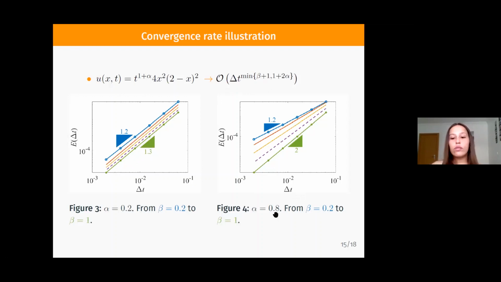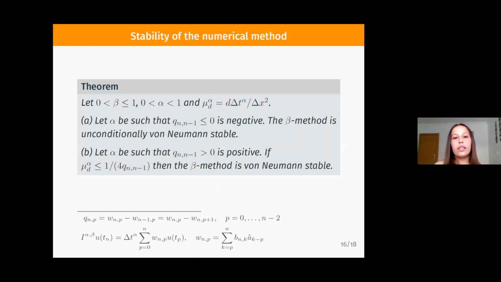For alpha equals 0.8, the minimum between these two values would be beta plus 1, and we got the expected accuracy results. As the convergence of a numerical method is only completed when we evaluate both the accuracy and the stability of the method, I'm presenting here our results for the stability of the method.